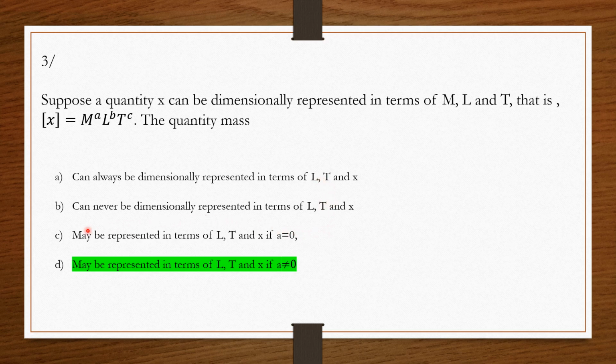When we see option C, may be represented in terms of L, T and x if a equal to 0, then if a equal to 0, the M value can be written as 1. So here we can't represent it. And option D says may be represented in terms of L, T and x if a is not equal to 0. So option D is the right answer.